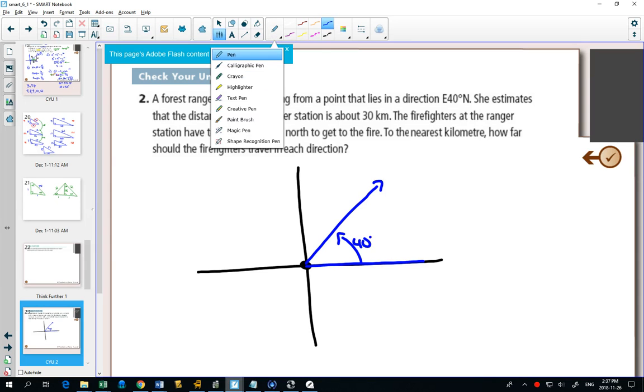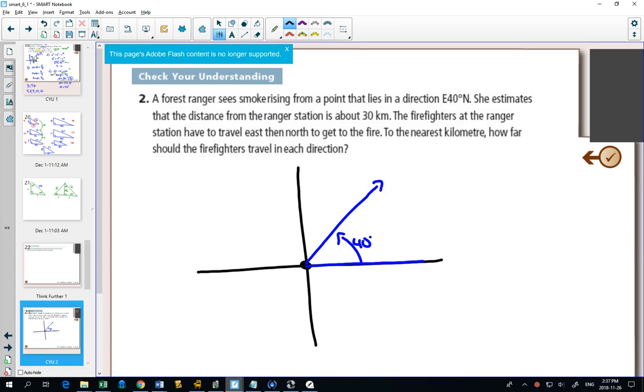Let's pull out and see if I've got some smoke here. Yes, there we go. Perfect. Maybe a little bit of flame. Nice. Very good. So there we go. We got a forest fire burning and she estimates that that fire is 30 kilometers away in that direction.